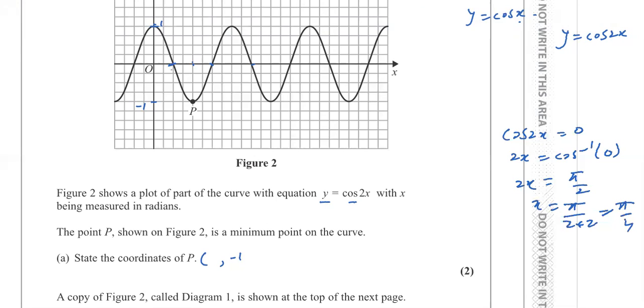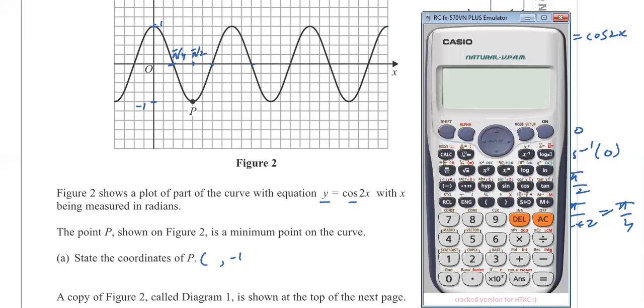So this value is pi by 4. Then take steps of pi by 4. Adding another pi by 4, this will be pi by 2. Then adding another pi by 4 will give me 3 pi by 4. It means this value is 3 pi by 4.